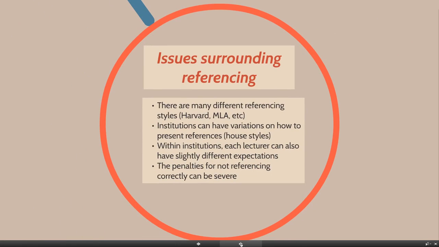Now, there are lots of issues surrounding referencing. For one thing, there are many different referencing styles. Harvard, which we use, is also MLA. And institutions also have variations on how to present references. These are house styles. Likewise, within an institution, each lecturer can also have slightly different expectations. So for one lecturer here, for Pick 1, you might be asked to provide just a bibliography, not a reference list. That's absolutely fine. You need to read through your course modules carefully and find out exactly what that particular lecturer wants you to give. And the biggest issue surrounding referencing is the penalty for not referencing correctly can be severe.